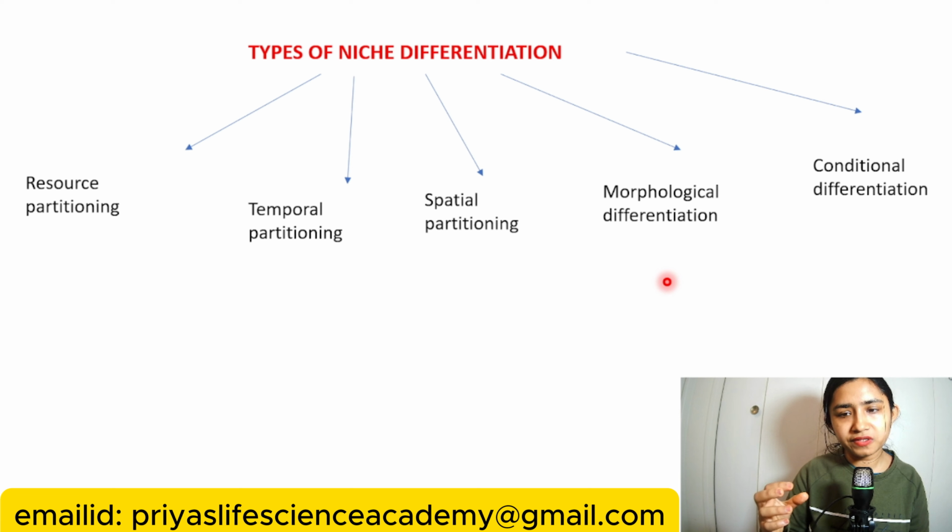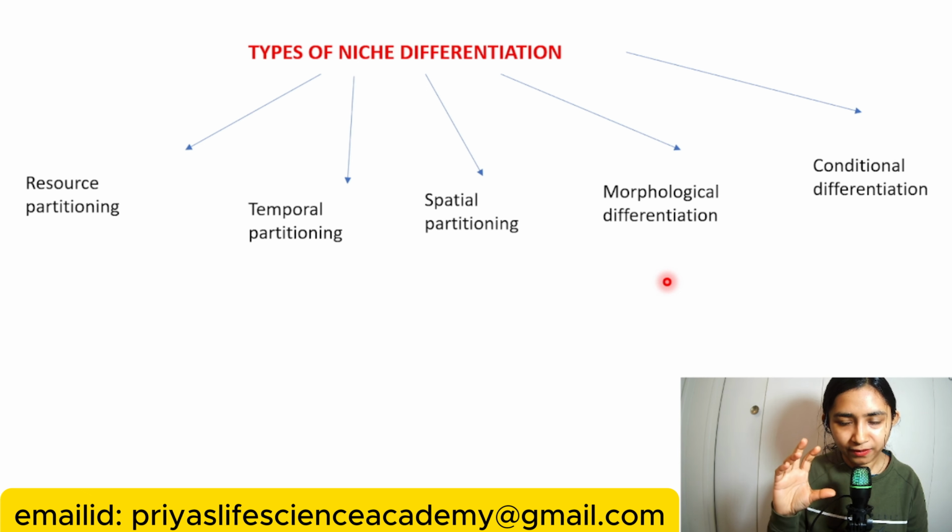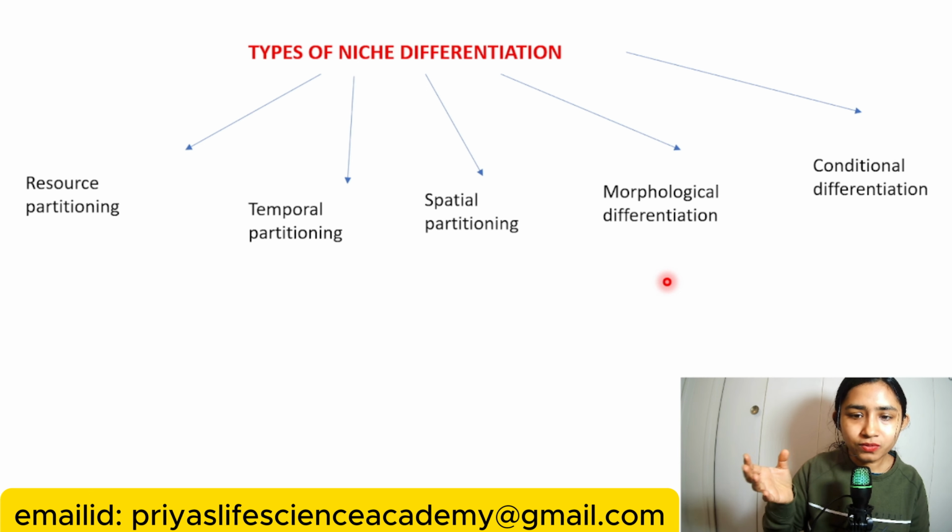Conditional differentiation is based on the environmental changes. For example, with two species, one species can compete better in a certain environmental condition than the other species, and the other species may compete better in another environmental condition for a specific type of resource. So in this way they can coexist. So conditional differentiation is based on environmental condition.